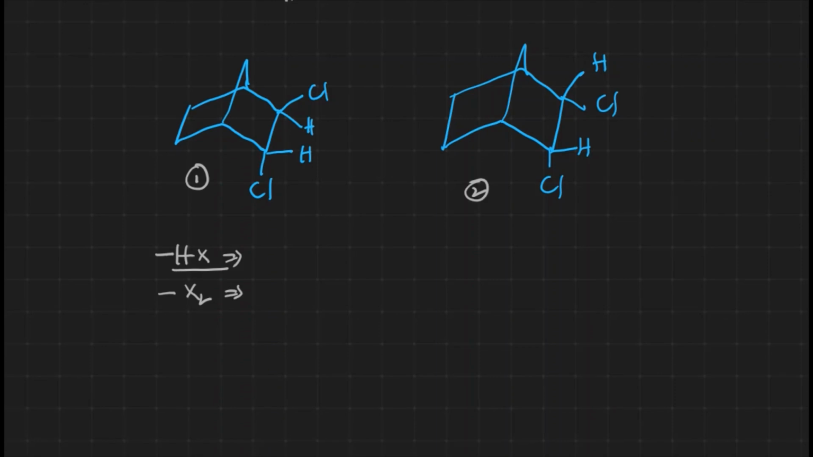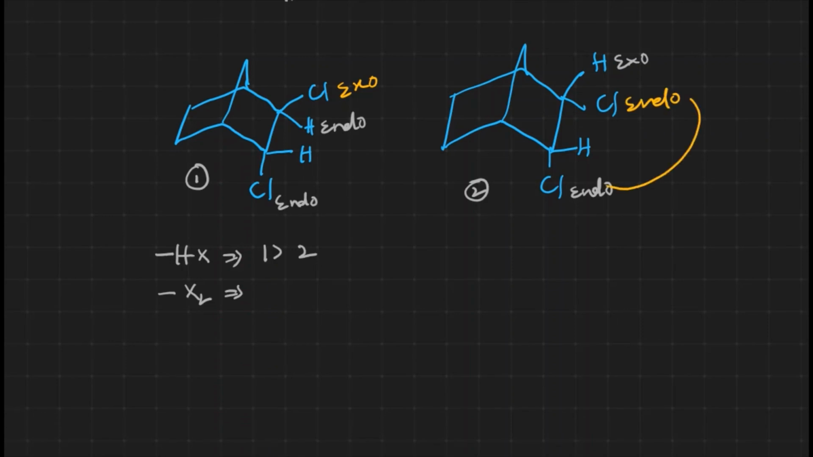Now if you take dehydrohalogenation, halogen is on the endo position and hydrogen is on the endo position. In the other, halogen is in the endo position and this is on the exo position. Both will be on the same plane in the first one, right? That's why, when it comes to dehydrohalogenation, the first one is more reactive than the second one. Now with respect to dehalogenation, this is endo, this is exo, this is endo, this is also endo, right? Now these two will be eliminated very easily because of syn coplanar elimination. That's why the second one is more reactive than the first one, right? This is how the dehydrohalogenation takes place.